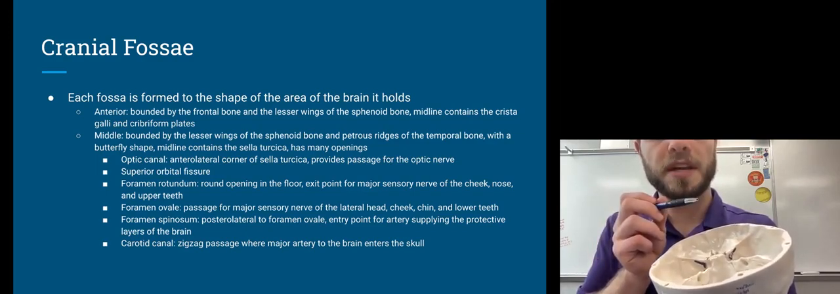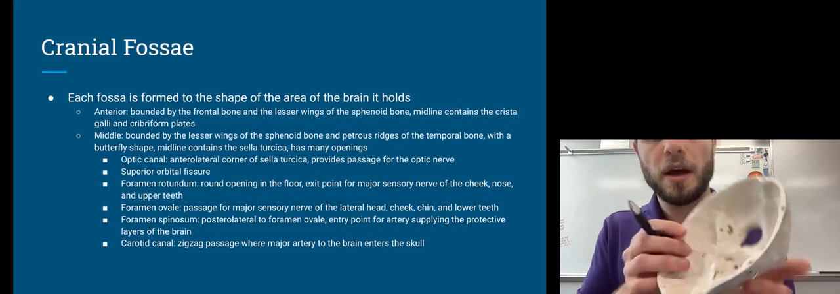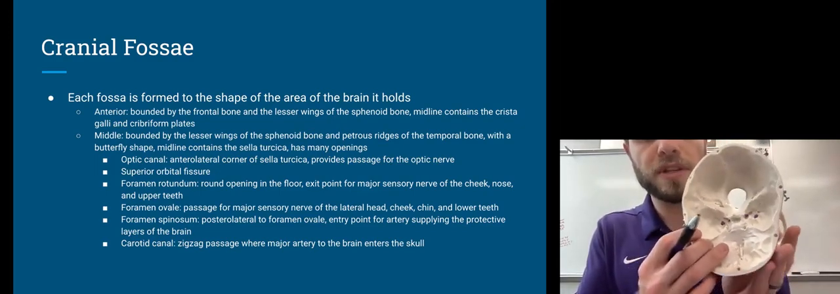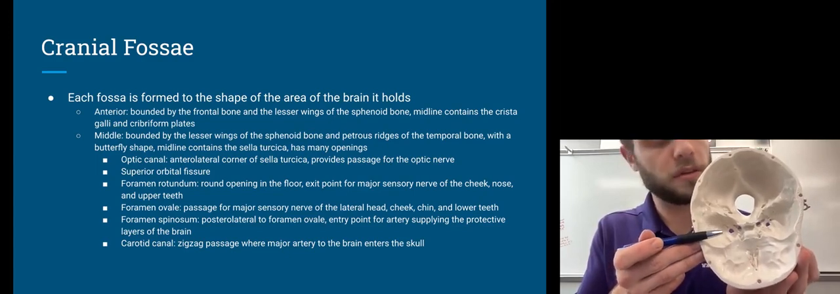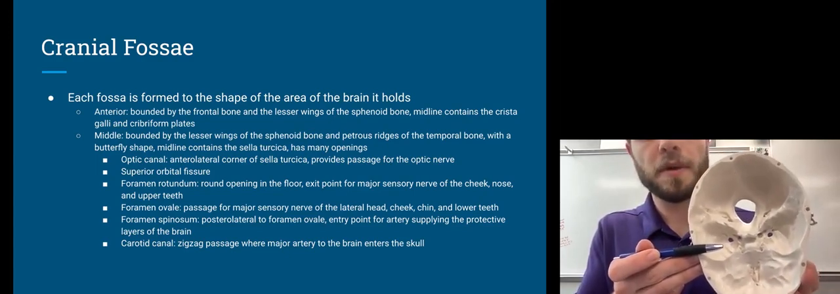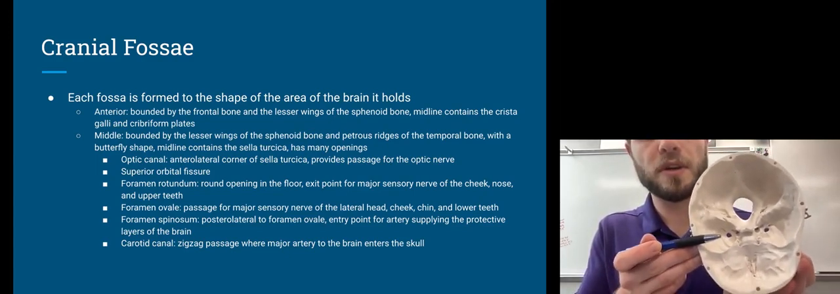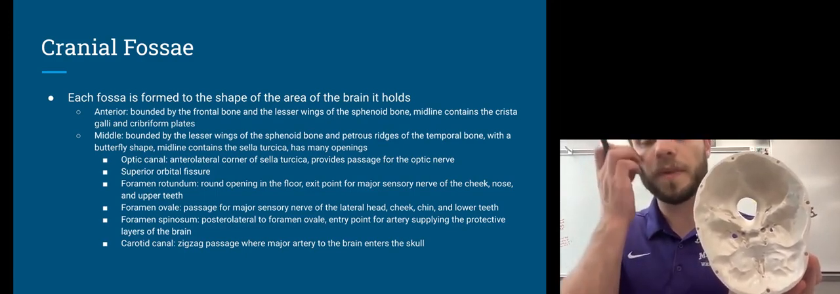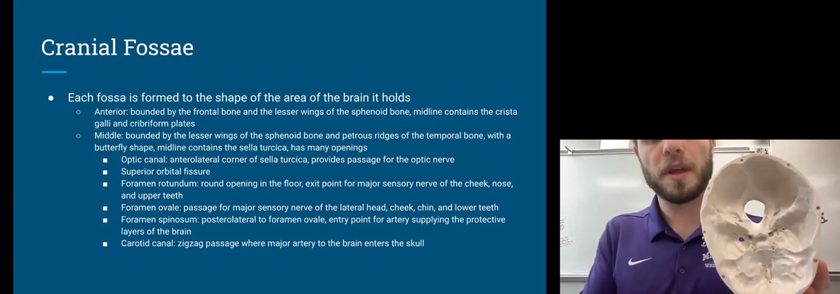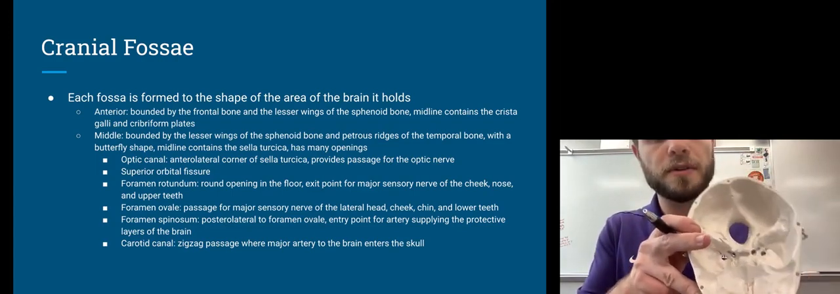The foramen rotundum, which is a round opening in the floor. You're going to have a major sensory nerve for your cheek, nose, and upper teeth to flow through there. You have the foramen ovale, where a sensory nerve to the lateral head, cheek, and chin, as well as the lower teeth will flow. The foramen spinosum, which sits posterolateral to the foramen ovale.